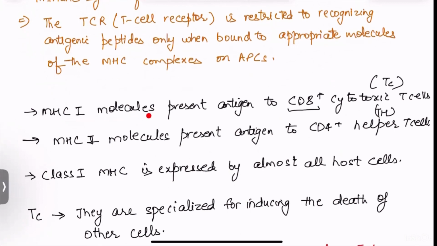MHC molecules present antigen to CD8 plus cytotoxic T cells. Basically, T cells are of two types: T helper cells and cytotoxic T cells. How do we distinguish between these two cells? We put a marker on them. CD4 is a marker for T helper cells, so when we say CD4 T helper cell, we are talking about T helper cells. And when we say CD8 plus cytotoxic T cell, we are talking about cytotoxic T cells, killer T cells.